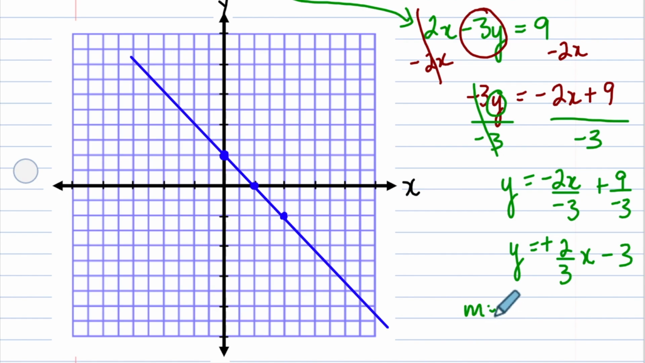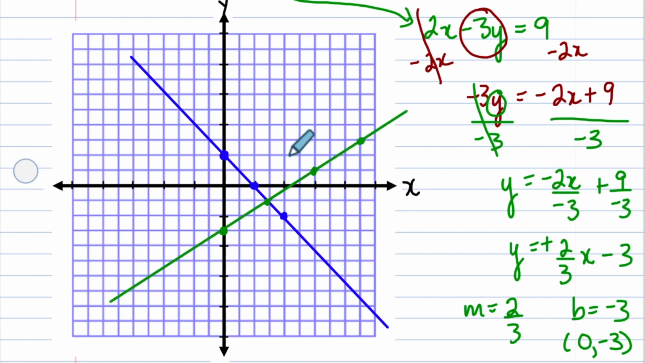The slope is 2/3 and the y-intercept is -3, which means we'll use the point (0, -3). (0, -3) is right here. We'll rise up 2, run over 3. Rise up 2, run over 3. It's looking like the intersection is right there at (3, -1).